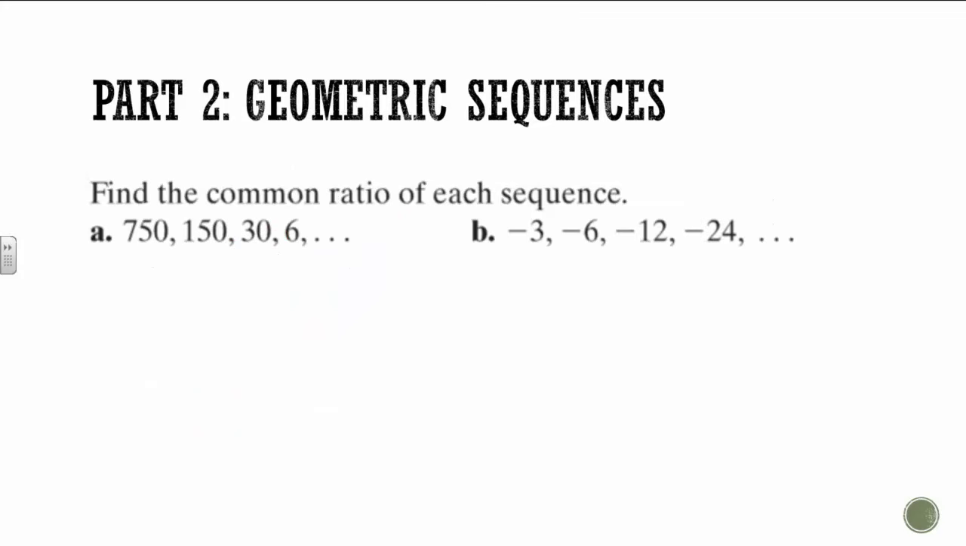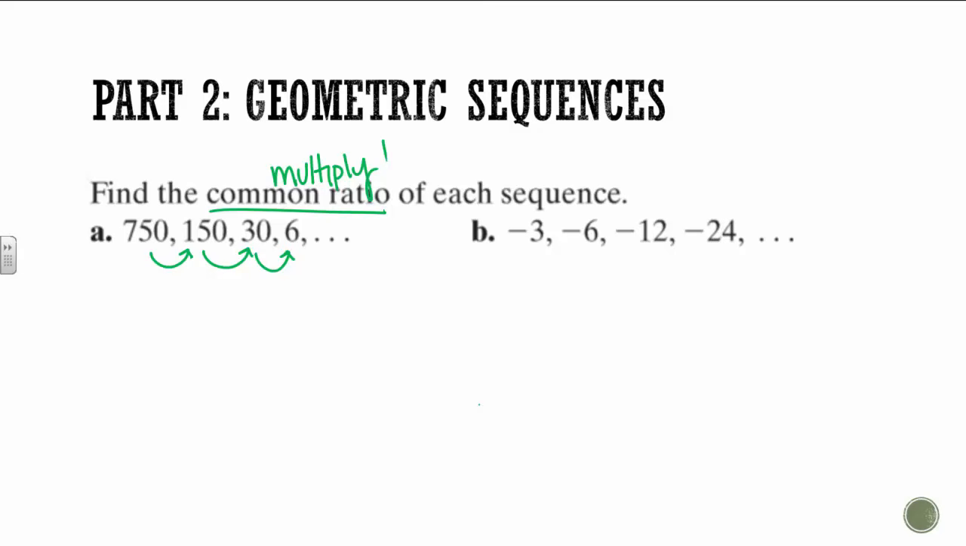So geometric sequences are pretty much the same, except they have a common ratio. And remember, that means multiplication. So ask yourself, what do you have to multiply 750 by to get 150? 150 to get 30, 30 to get 6. Now hopefully you notice numbers get smaller. So that means we're going to multiply it by a number less than 1.